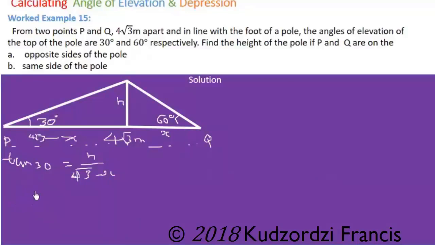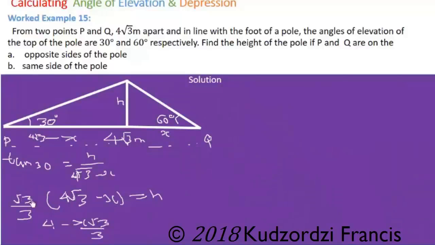Now we know that tan 30 is root 3 over 3. So we have root 3 over 3 times 4 root 3 minus x is equal to h. So this will give us 4 minus x root 3 over 3 is equal to h. So let this be our equation 1.